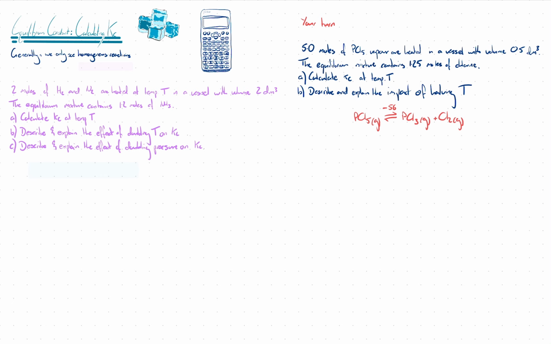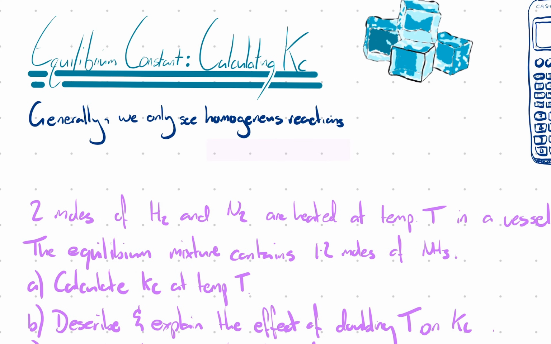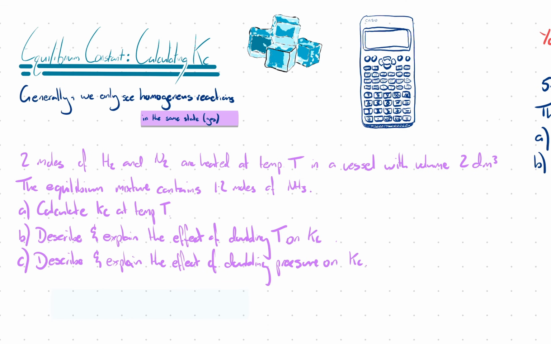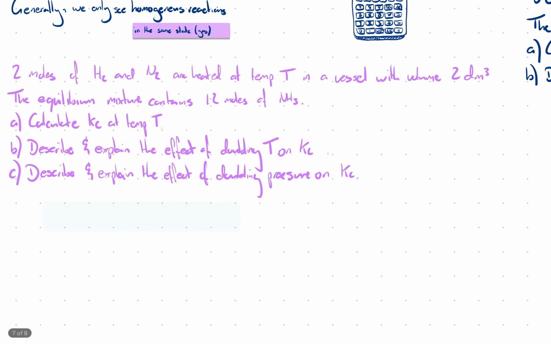Let's get into it. One point I haven't made yet is that generally when we're looking at Kc at A level, we only see what we call homogeneous reactions. Homo meaning same, and in this case what we're talking about is the same state. So we're talking about gaseous state molecules when we're talking about equilibrium constant, particularly at A level. Now, let's get into a question.